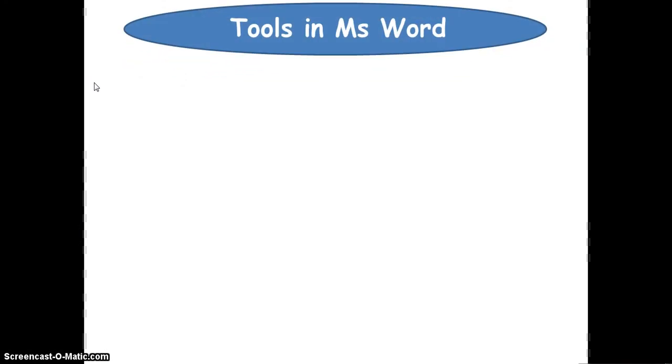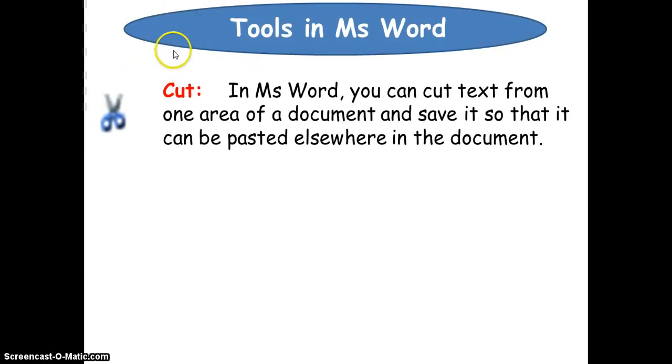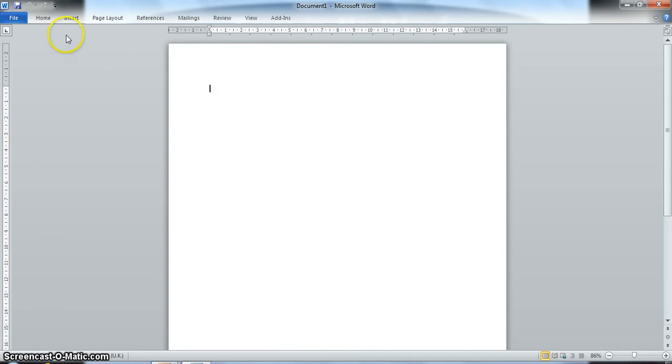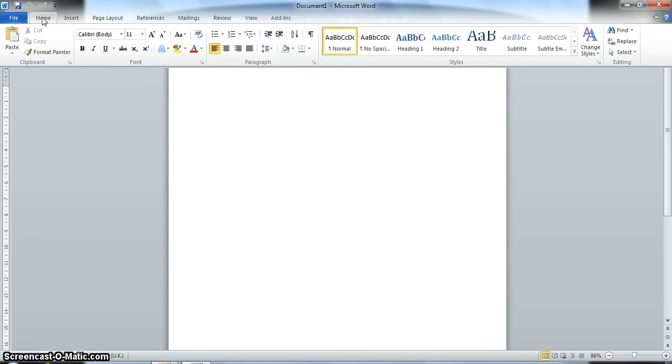Now, after loading the software, we're going to look at some tools found in MS Word. The first tool that we want to look at is the cut icon. In MS Word, you can cut text from one area of a document and save it so that it can be pasted elsewhere in the document. Now, I'll take you back to my document that I've opened. If you want to locate cut, just click on the Home tab in the menu bar. The cut icon is that icon that looks like a scissors, C-U-T, cut. You can see it there. That is where my mouse pointer is presently located.